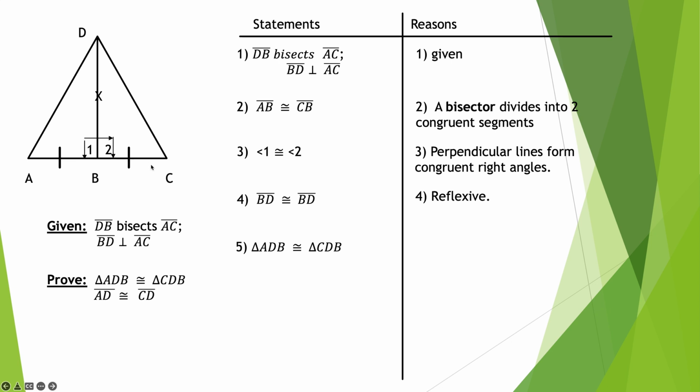I now have a side, BD running down the middle, an angle, 1 or 2, and then a side where the hash marks are. So ADB is congruent to CDB by, the angle is between the 2 sides. So it's side angle side is congruent to side angle side.